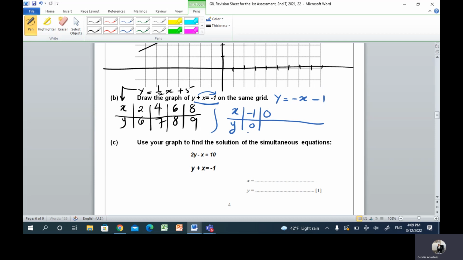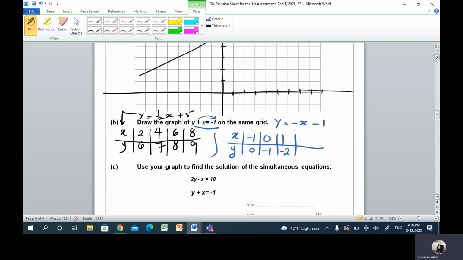What if x is equal to 0? So it will be 0 minus 1, this one will be -1. And then what if x is equal to 1? -1 minus 1, it will be -2, and this is enough. And then you go up there and you plot -1 and 0.